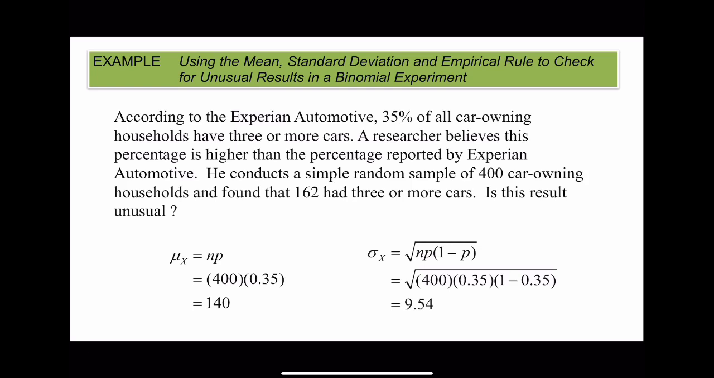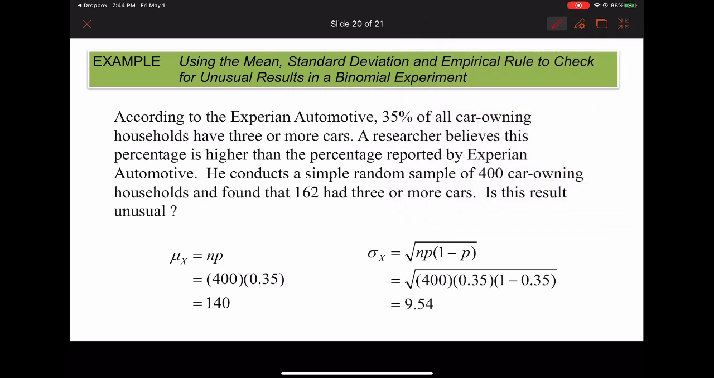I'm going to give you 3 different ways to determine if this is unusual. You choose which one you like. Actually, we know all 3 of them already. The first thing I'm going to do is take 2 times the standard deviation, so I'm going to take 2 standard deviations and add it to the mean. That gives me 159.08. That number is less than this number, so this one is more than 2 standard deviations away from the mean.